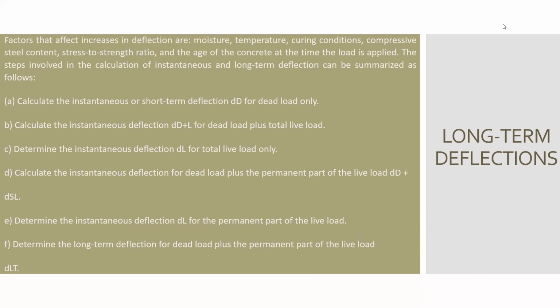Letter A, calculate the instantaneous or short-term deflection for the dead load only. Letter B, calculate the instantaneous deflection for the dead load plus total live load. Letter C, determine the instantaneous deflection for total live load only. Letter D, calculate the instantaneous deflection for the dead load plus the permanent part of the live load. Letter E, determine the instantaneous deflection for the permanent part of the live load. Letter F, determine the long-term deflection for the dead load plus the permanent part of the live load.